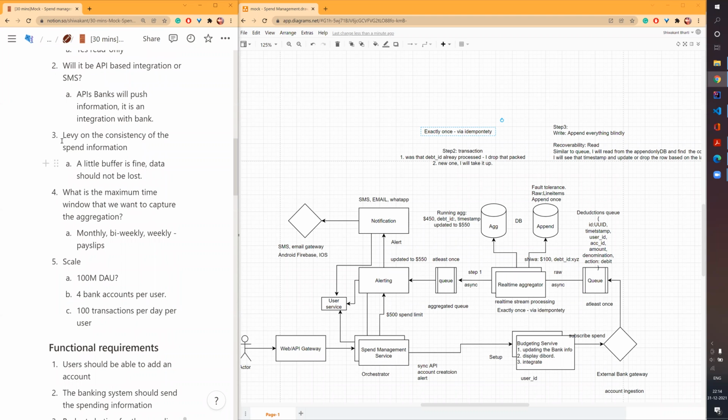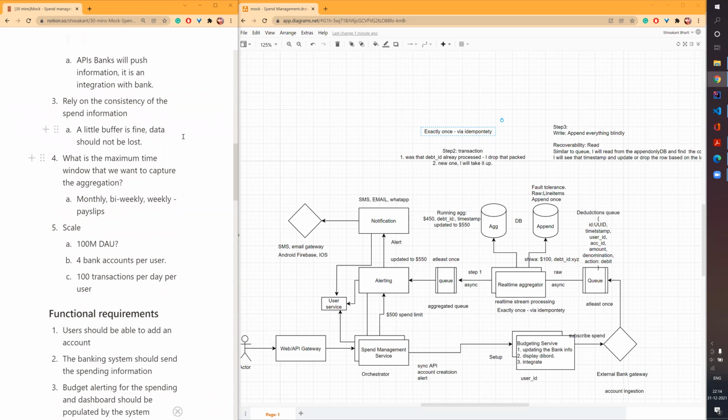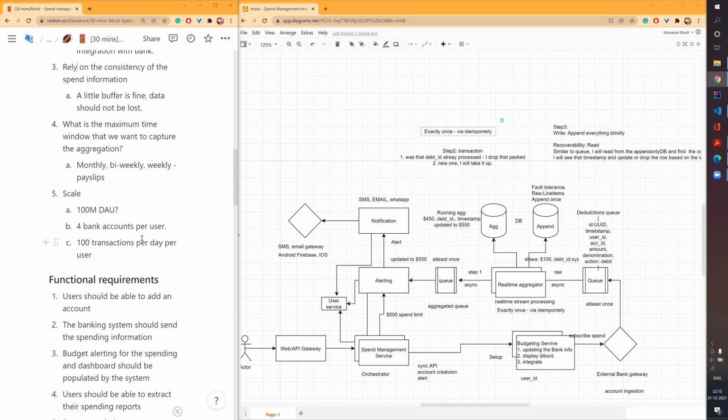So what I'm seeing here is we'll have to rely on consistency of the spend information. A little buffer is fine. Data should not be lost. That is just, I'm thinking non-functional here. And also getting a confirmation, like a little lag should be fine.